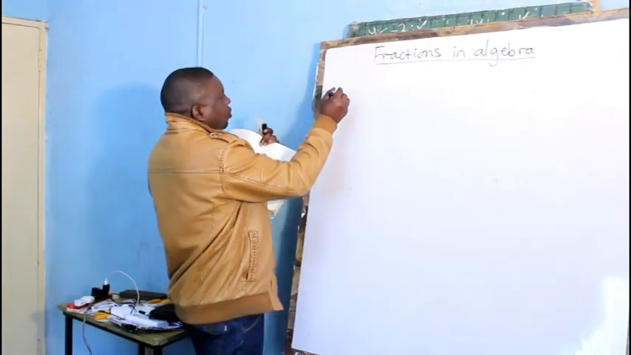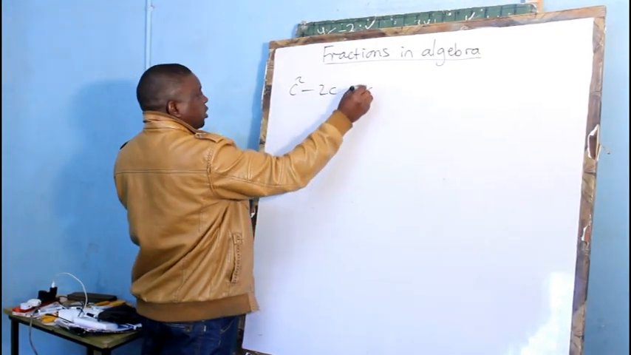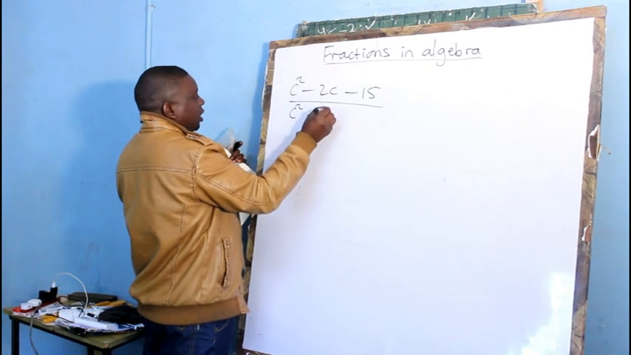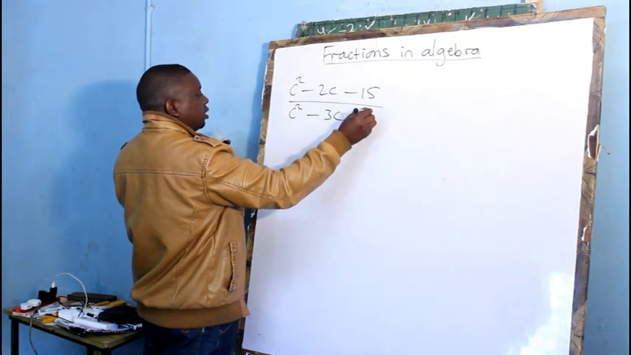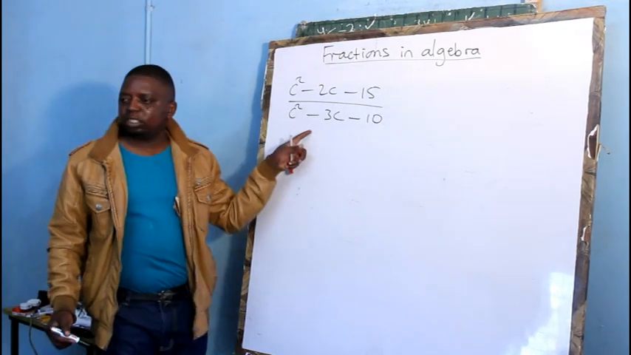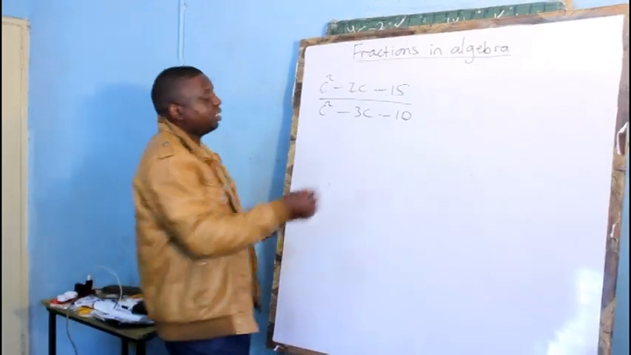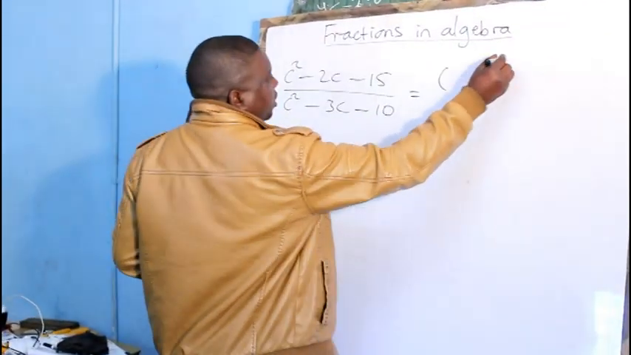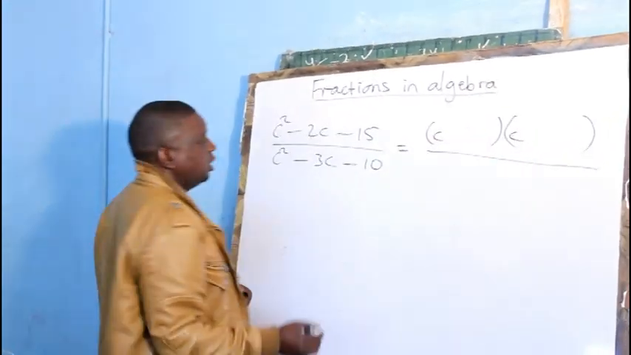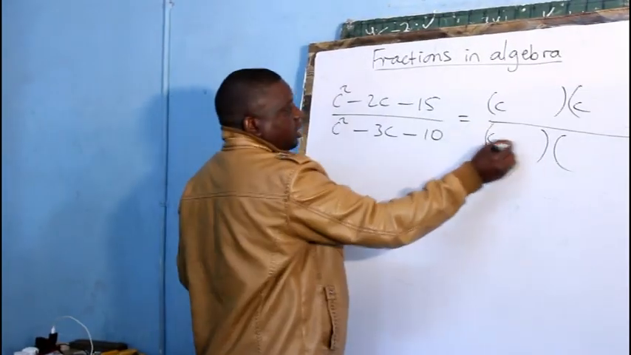Let's take c squared minus 2c minus 15 over c squared minus 3c minus 10. These are quadratic expressions. We factor the numerator and factor the denominator. We put our brackets, and in each we put c, c on the numerator, and the same applies to the denominator, c, c.